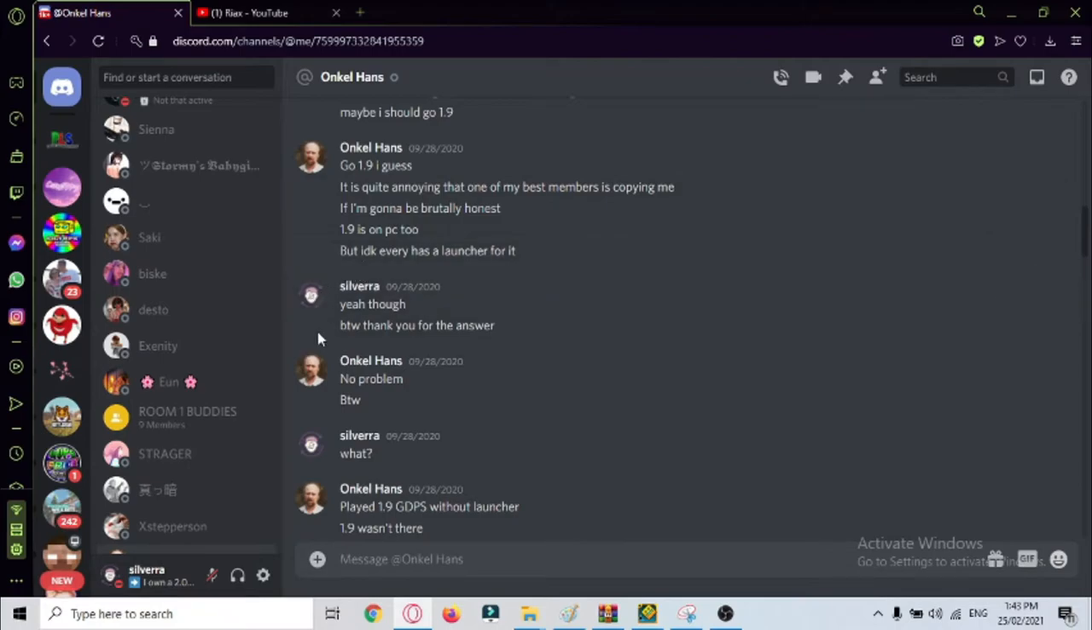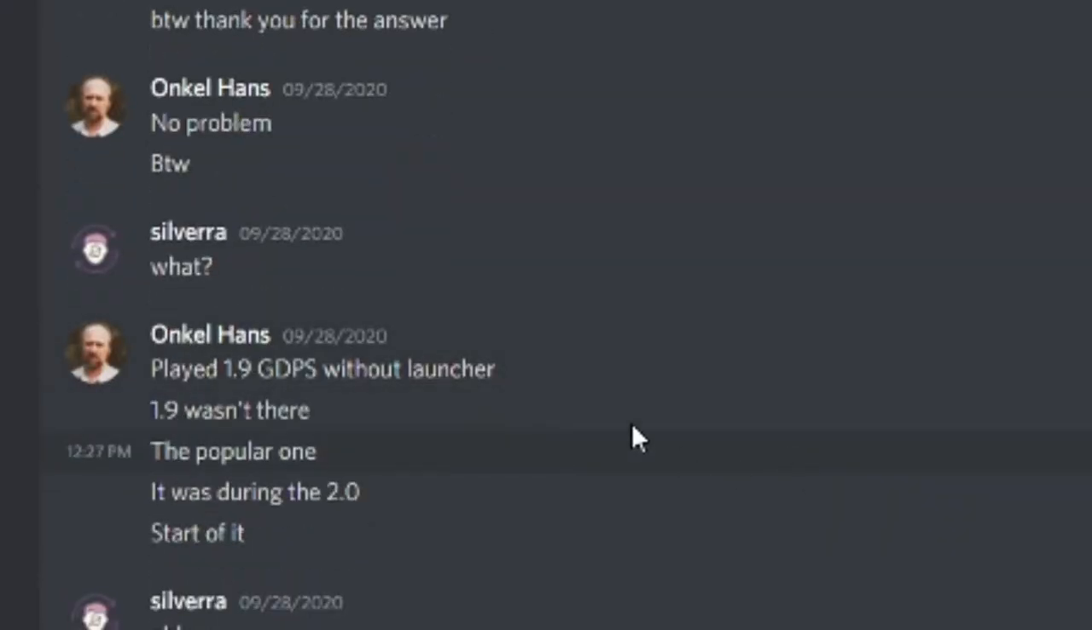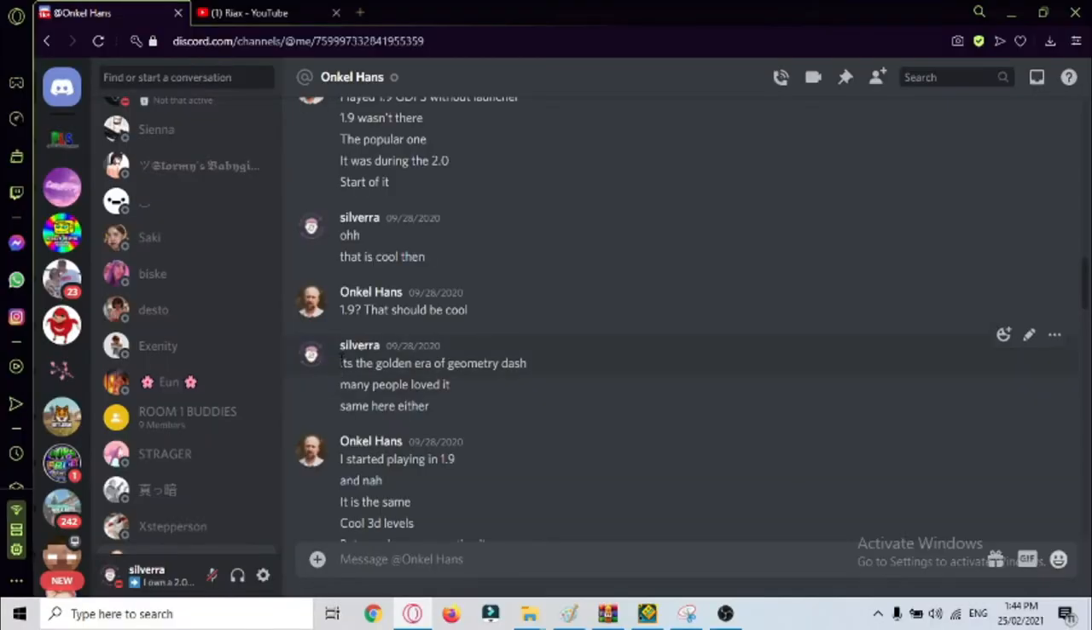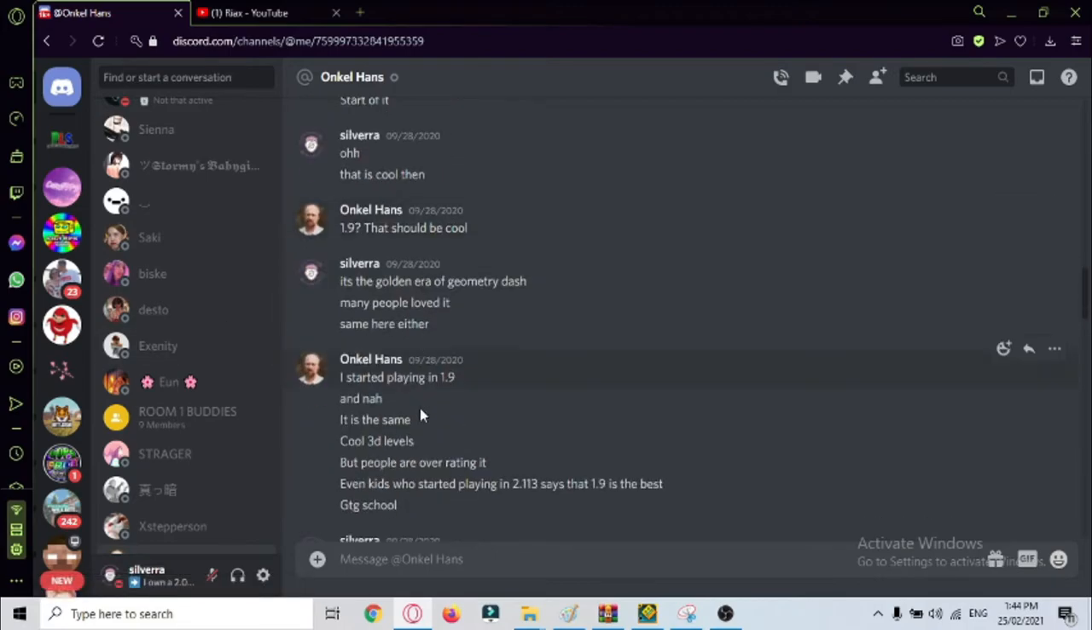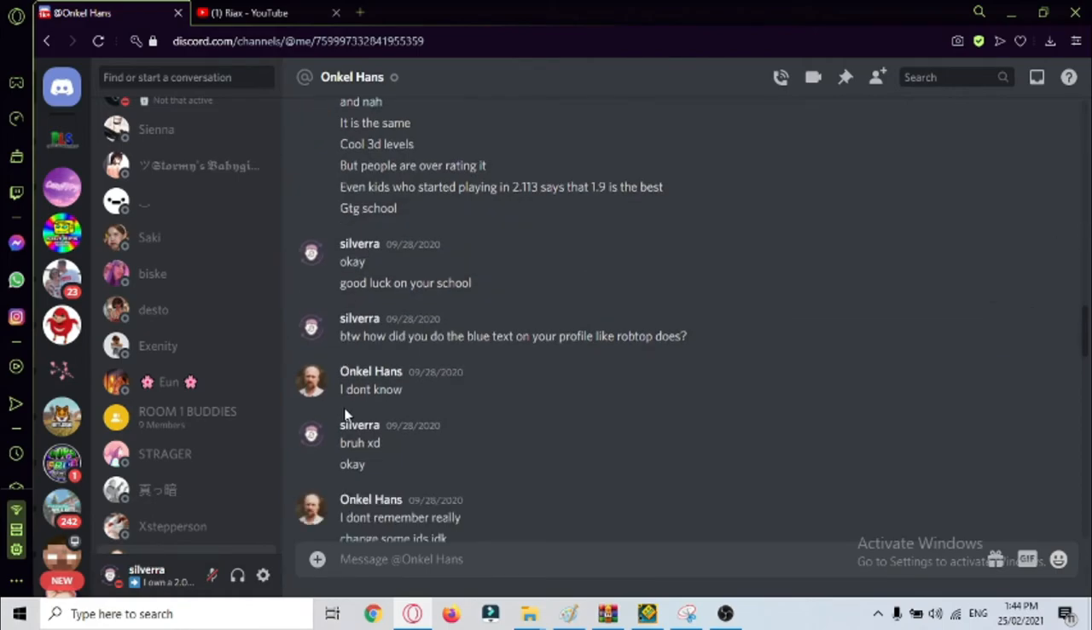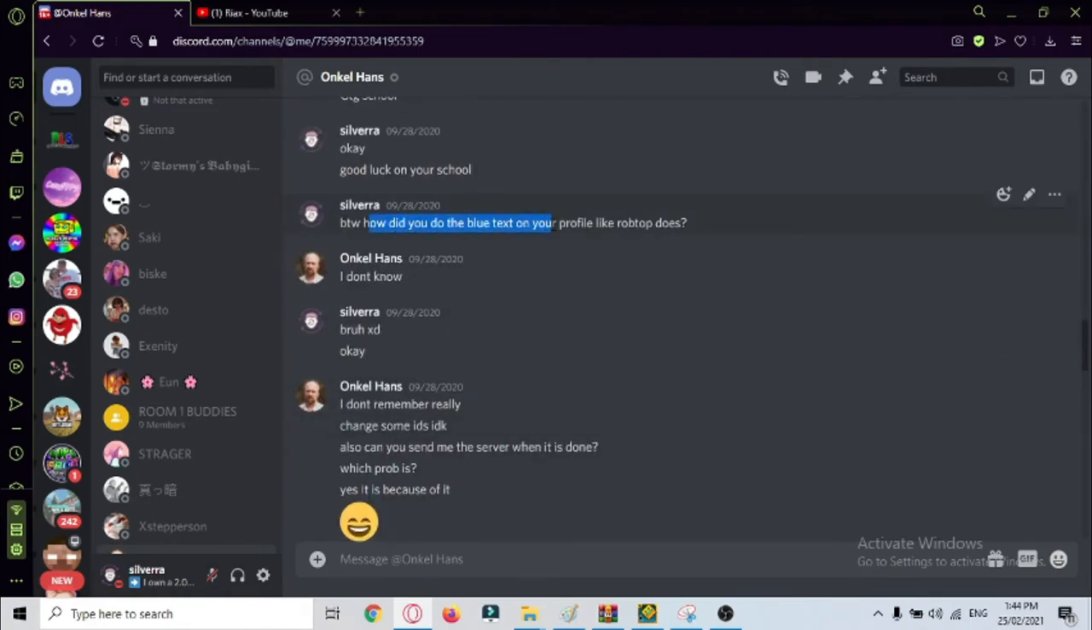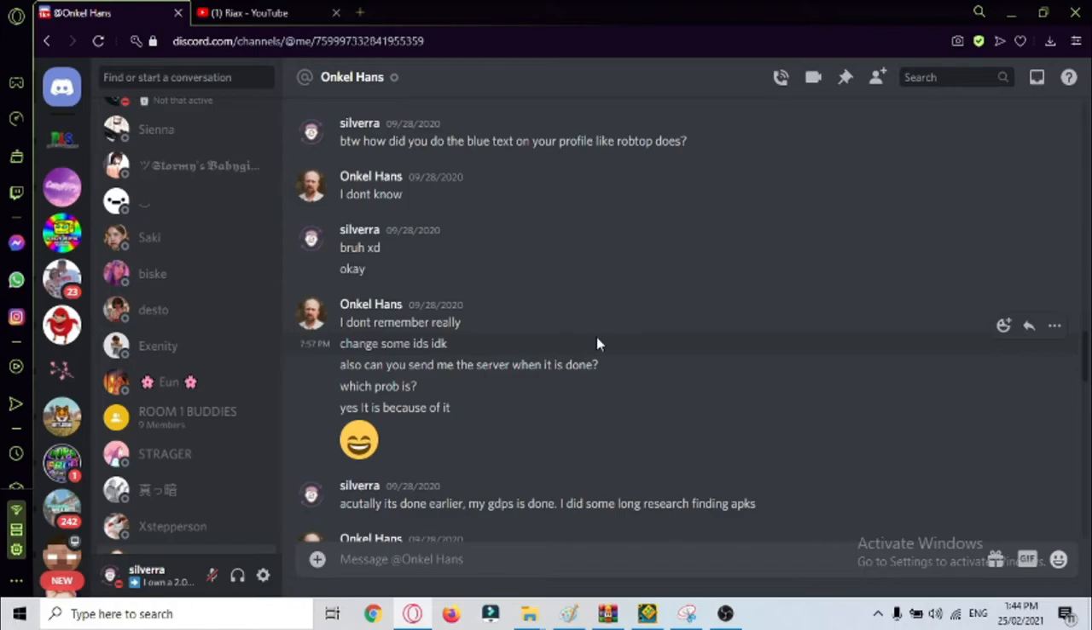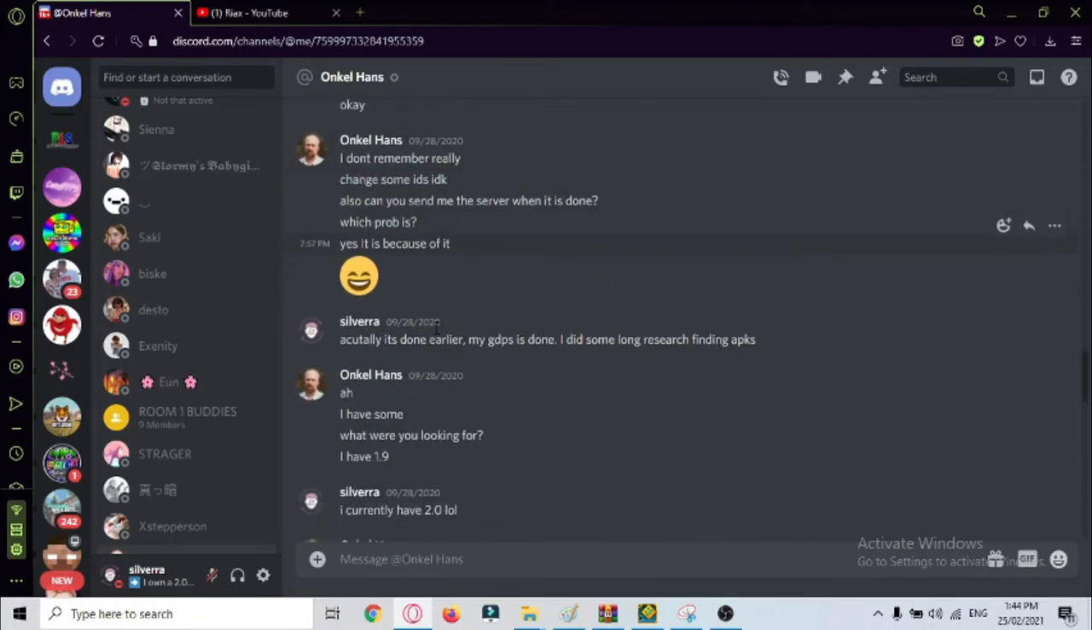So he said here that 1.9 is on PC too, but I'm asking for the application, the APK file, dude. APK file, not the launcher. I'm not going for the launcher. It's for the application, okay? Played 1.9 GDPS without launcher. 1.9 wasn't the popular one. It was during the start of 2.0. So, Gordon, yeah, we talk here about the 1.9 era. So yeah, I know how to do a blue text. I know this by myself. I just think about it. So I'm asking him, that is actually the same thing.